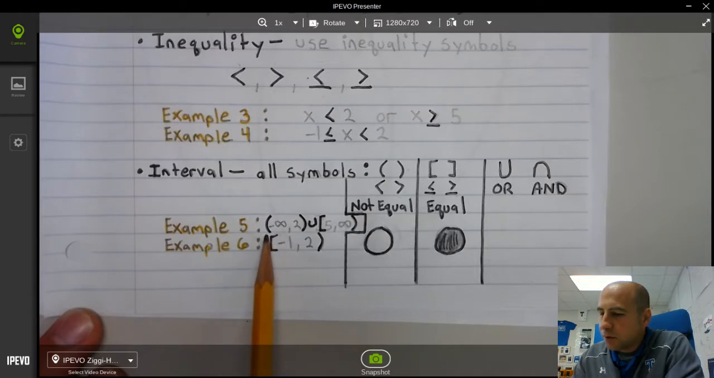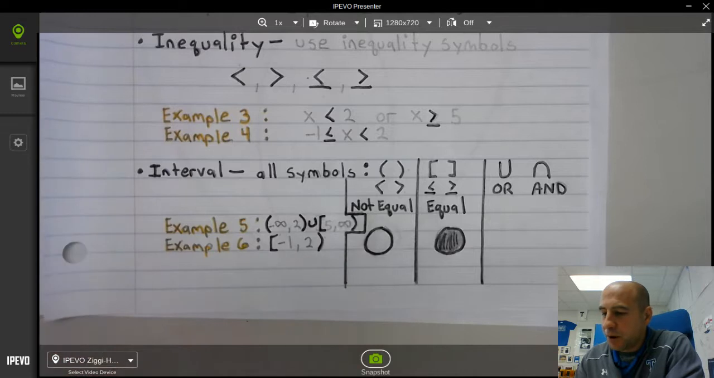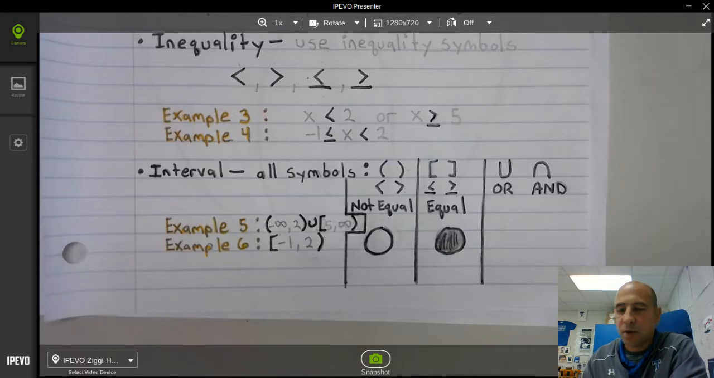So you have from negative infinity to 2, or 5, including 5, that's equal to 5, to infinity. Okay? In example 6, you have between -1 and 2, including equal to -1, but not including 2, or not equal to 2. Okay? All right, so if you would, finish those notes up.